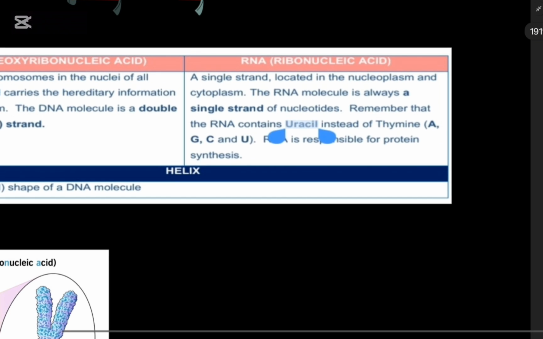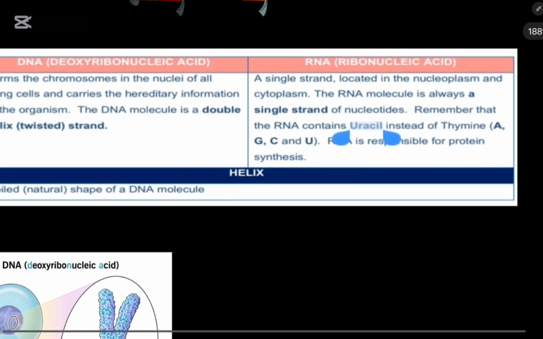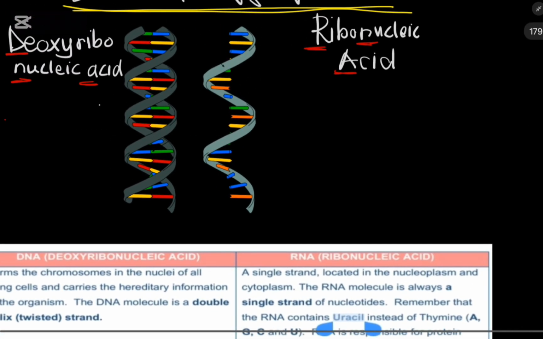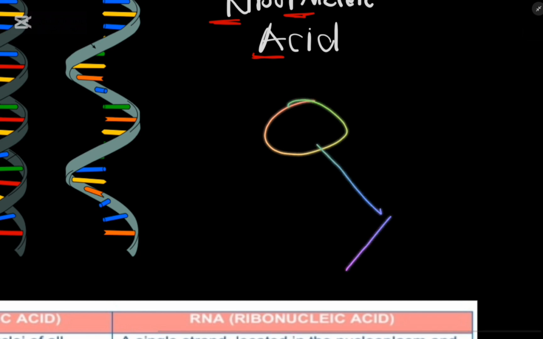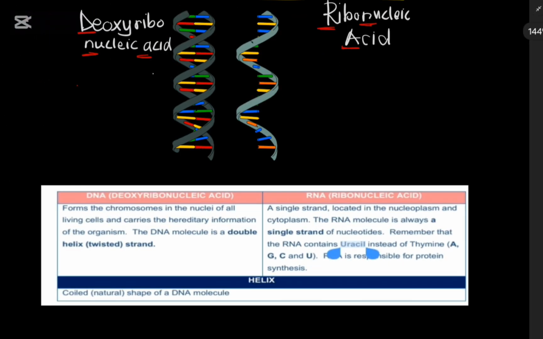So moving on to RNA. RNA is a single strand. If you notice, RNA is single and DNA is double. It's a single strand located in the nucleoplasm and cytoplasm. The RNA molecule is always a single strand of nucleotides. Here is the single strand. Nucleotide being a phosphate with a sugar and a nitrogenous base. That is a nucleotide. I will further explain that.